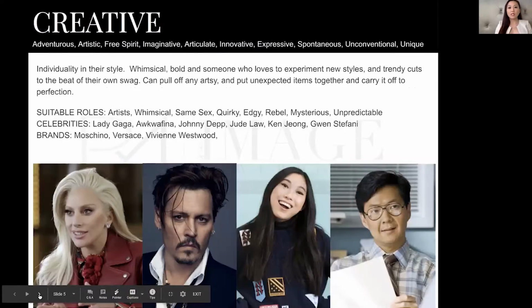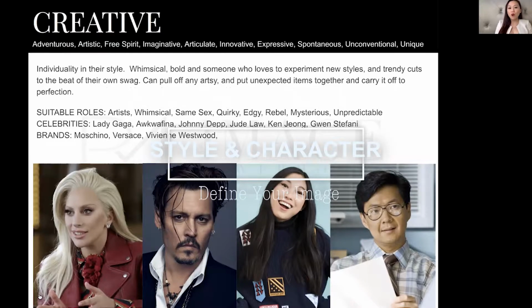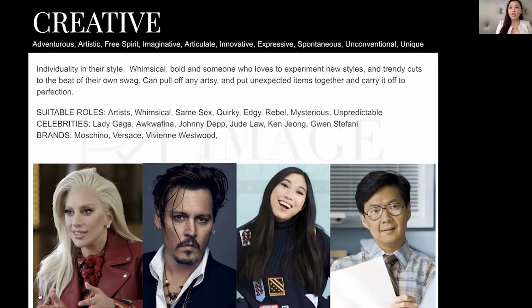Okay, next is our creative type. This type shows individuality in their own style. Whimsical, bold, and someone who loves to experiment with new styles and trendy cuts, to be the beat of their own swag. They can pull off anything artsy, put unexpected items together, and carry it off to perfection. Some of the suitable roles are artist, whimsical, quirky, edgy, rebel, mysterious, and unpredictable. Our favorite celebrities: Lady Gaga, Awkwafina, Johnny Depp, Jude Law, Ken Jeong, and Gwen Stefani.